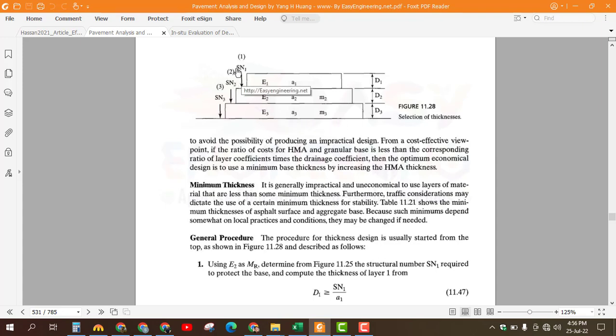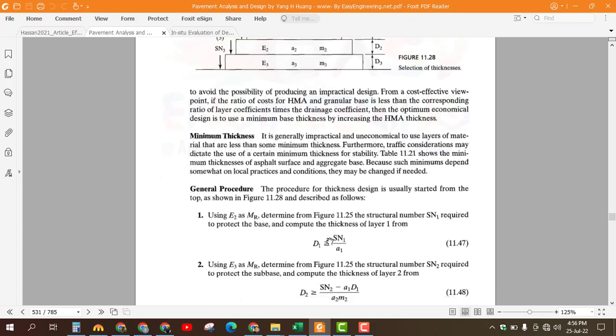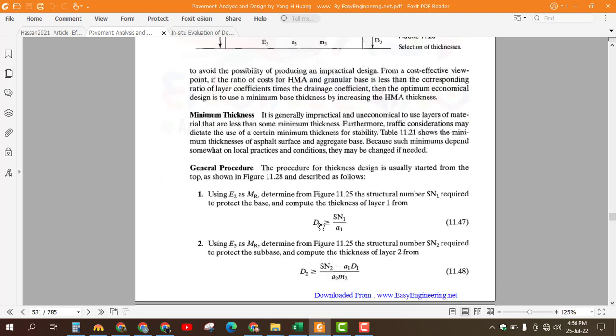Once we find SN1 and SN2 from the equation, then we will be able to find the thickness of the asphalt layer D1 and the thickness of the granular base. By writing the SN1 value here, and A1 is the constant, for the asphalt layer it is 0.42, we will find D1. Then by putting this D1 value here and A1, and also calculating SN2 from the equation, again A2 and M2 are constants, we can calculate the thickness D2.